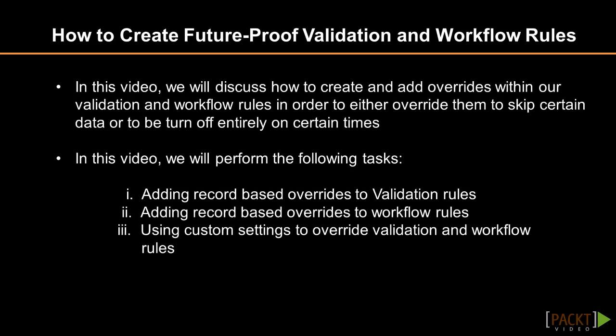Validation and workflow rules are incredible tools for ensuring data quality in business processes as well. However, as implementations get more customized through the addition of custom code or custom configuration, as well as data integration processes, we would encounter scenarios when we want to override the validation or workflow rules altogether, either by overriding them to skip certain data or to be turned off entirely at certain times of the year. In this video we will discuss how to create and add these overrides to our validation and workflow rules.